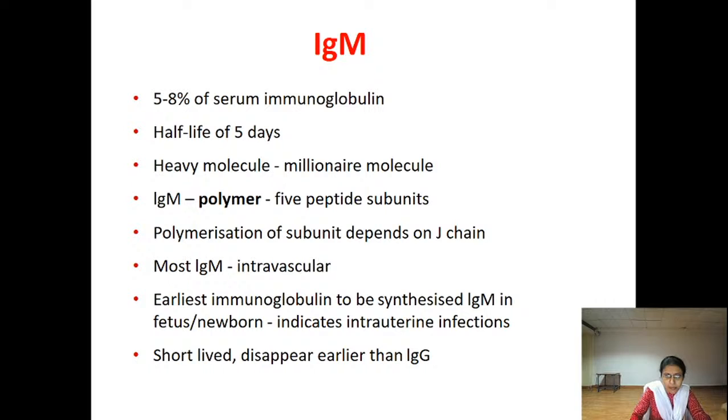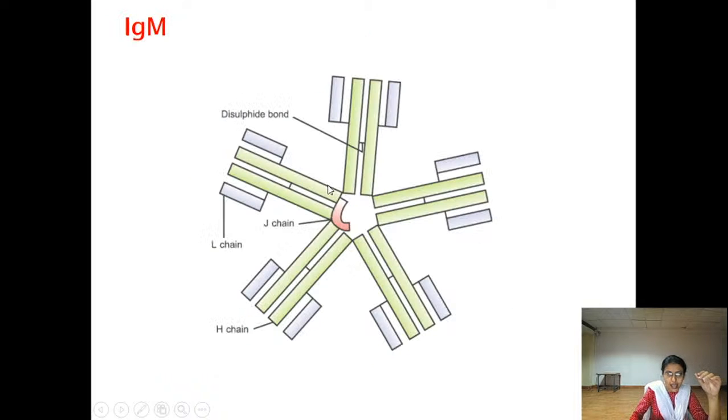Coming to IgM, it constitutes only about 5% of the serum immunoglobulin and the half-life is 5 days. It is a heavy molecule, that's why it is also called the millionaire molecule. Remember IgM actually denotes mu, the Greek letter mu, but you can remember it as M for millionaire also. It is a millionaire molecule because it is a heavy molecule and it is a polymer. It has 5 peptide subunits. Okay, and this polymerization again depends on the J chain.